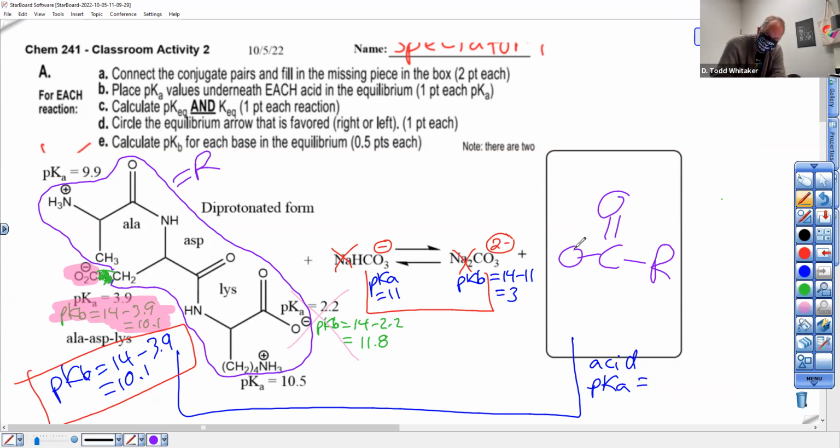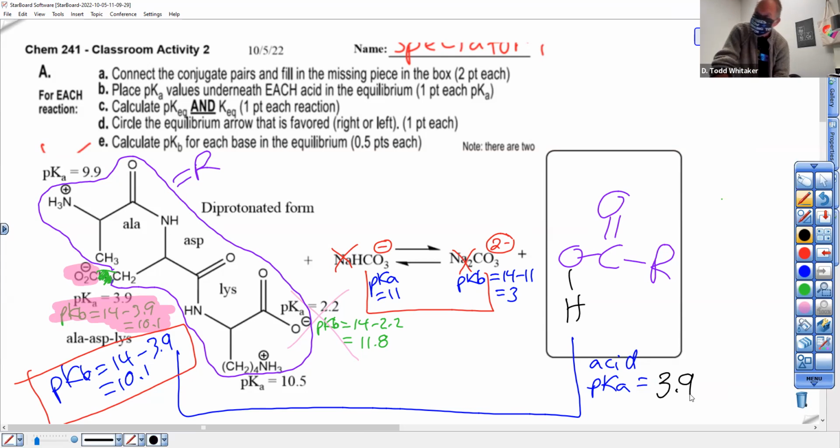Don't leave it like this. You get 1.5 out of 2. No, you don't even get that. You don't have a proton on there. You might get 0. You've got to put a proton in there. Where's it go? On the O to the left. There you go. pKa is 3.9.